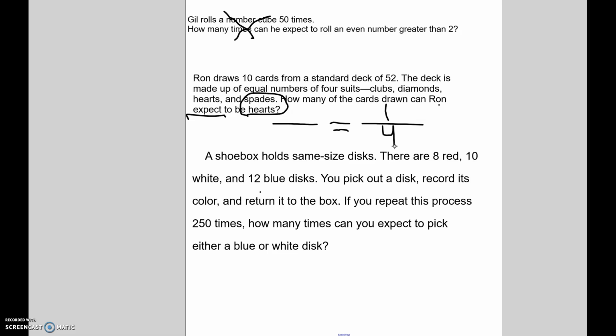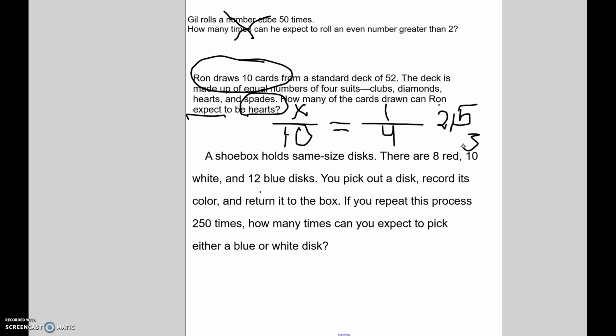And then on the left side, I put, well, how many times am I doing this? I'm drawing 10 cards. And then I cross multiply 10 times 1 divided by 4, and then round. So it'd be 2.5, or 3 times if you round up. So 3 times I would expect to draw a heart.